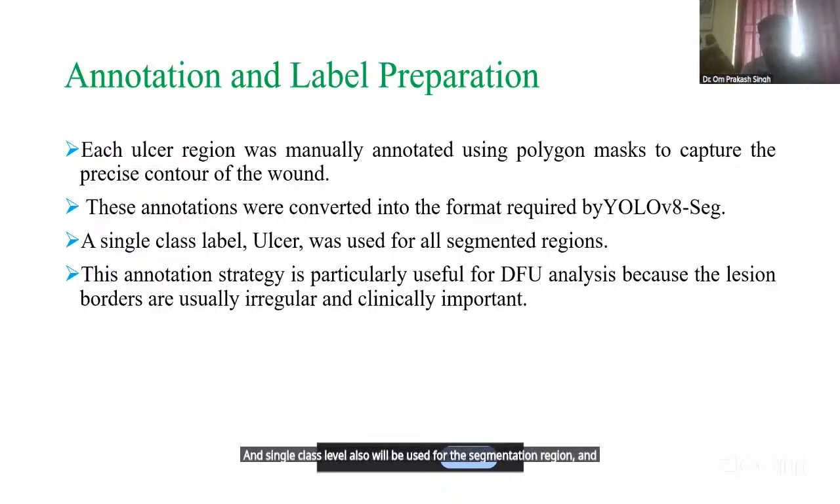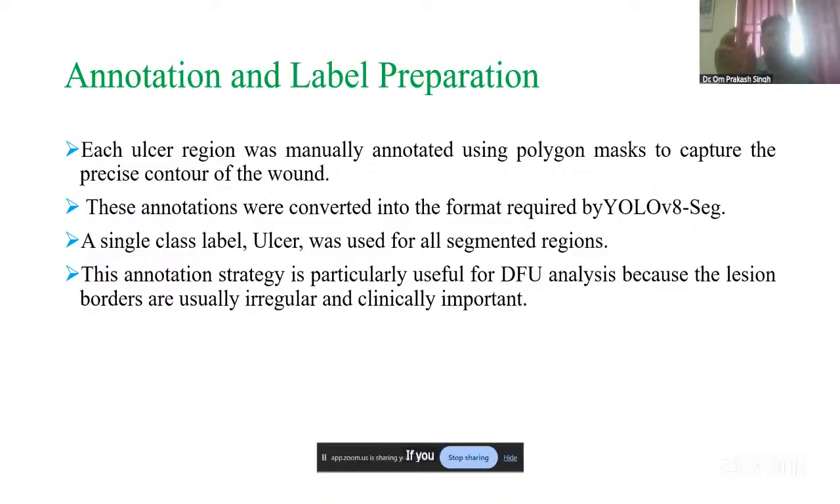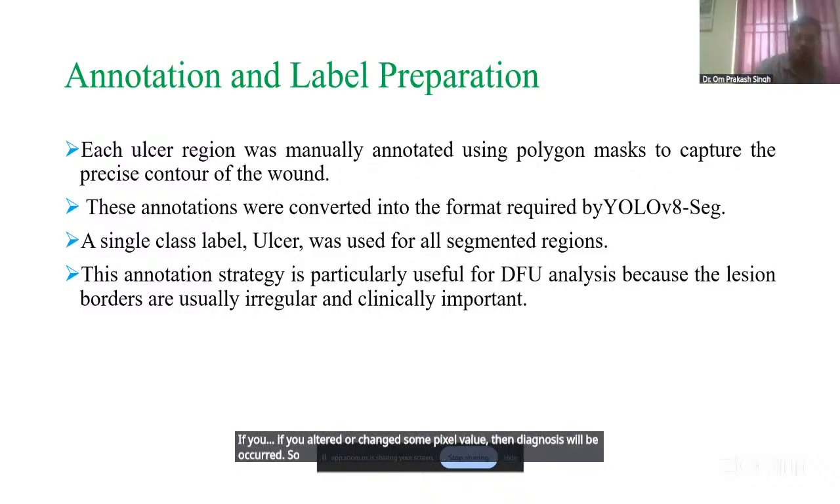This annotation strategy is particularly useful for diabetic foot ulcer detection because the lesion boundary is usually irregular and critically important. In the medical domain, each single pixel value is very important, because if you alter or change some pixel values, a wrong diagnosis can occur. That's why we perform the labeling with the help of polygon masks.